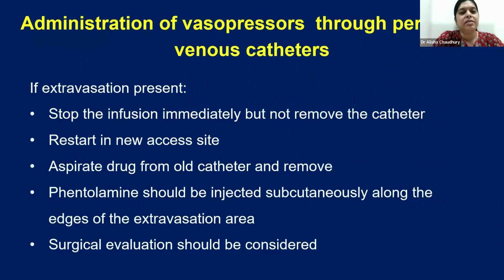because the priority is to get a new catheter, a new IV cannula, and restart your drug, because your patient's BP is going to fall. So make sure you stop the infusion, put in a new IV cannula, and restart your Norad or dopamine or whatever infusion you have started. Then from the old IV cannula, try to aspirate the drug and remove the IV cannula. If required, phentolamine can be injected along the edges. And if it's too bad and ischemia is developing, you need to involve your surgical team.